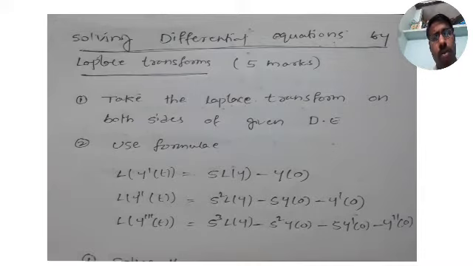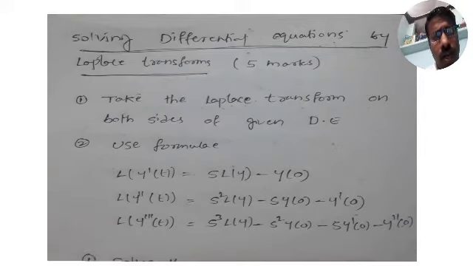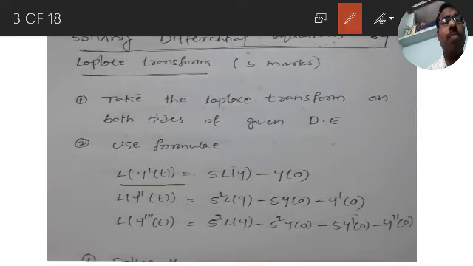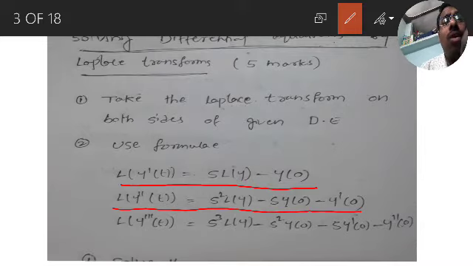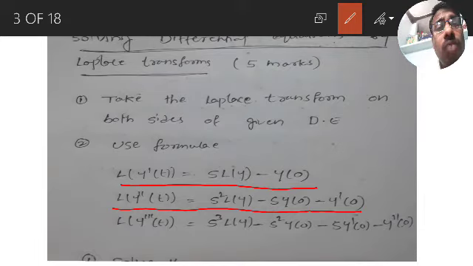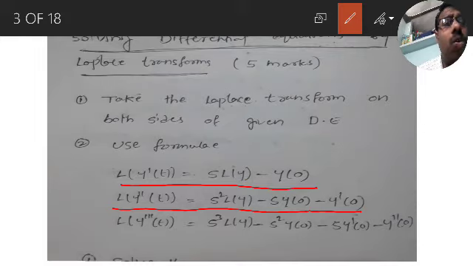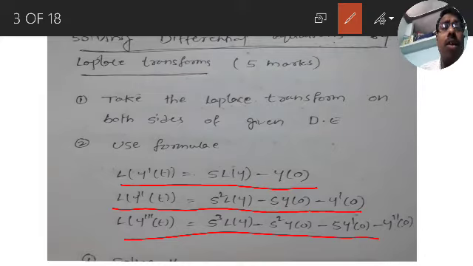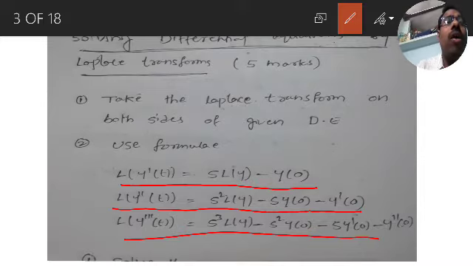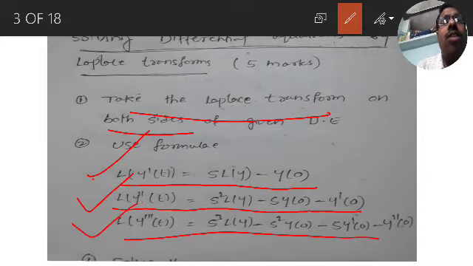Coming to the second step. A differential equation may have a first derivative, second derivative, like that. If it is the first derivative, then the Laplace transform of the first derivative is s into L of y minus y of 0. If it is the second derivative, then it starts with s square of L of y minus s of y of 0 minus y dash of 0. If it is the third derivative, then it starts with s cube of L of y minus s square of y of 0 minus s of y dash of 0 minus y double dash of 0. So the first step is to take the Laplace transform on both sides, then use the formulas for L of y dash, L of y double dash, L of y triple dash.